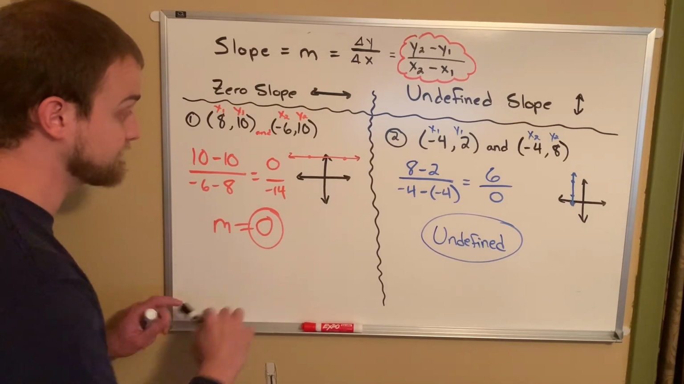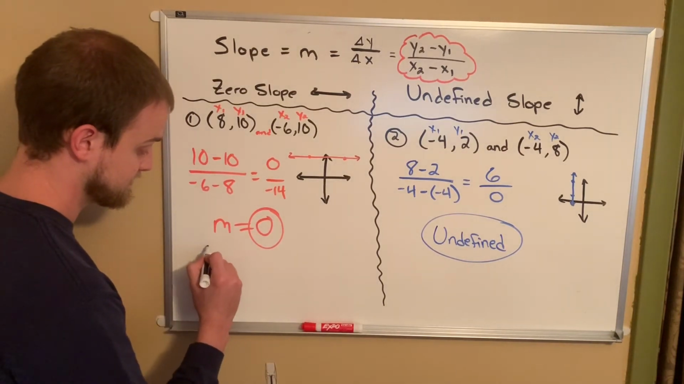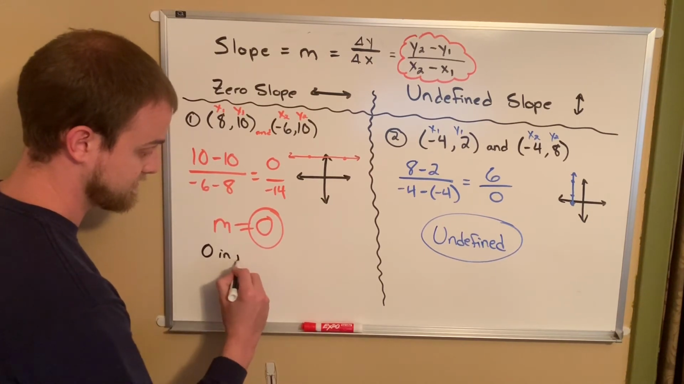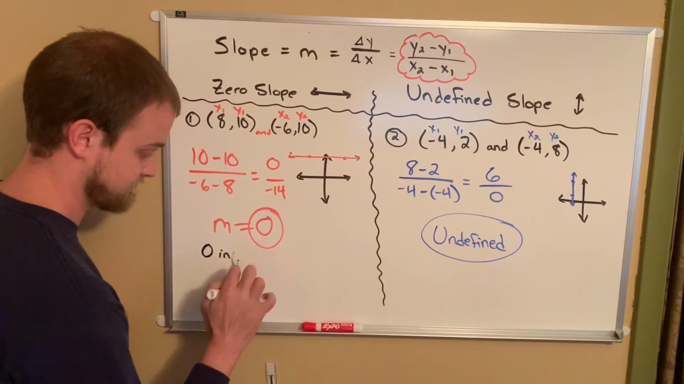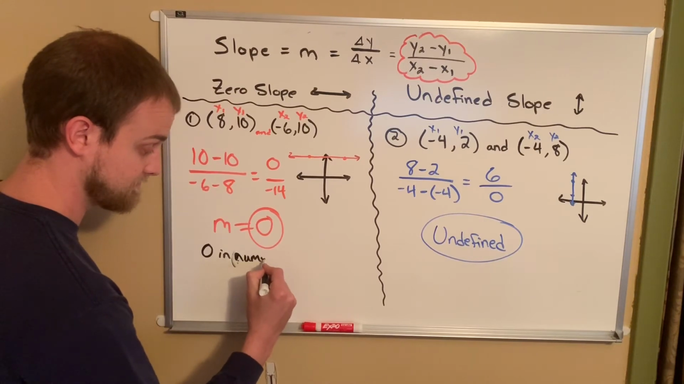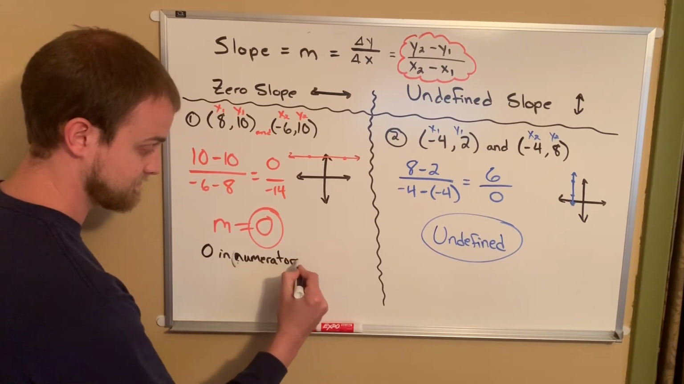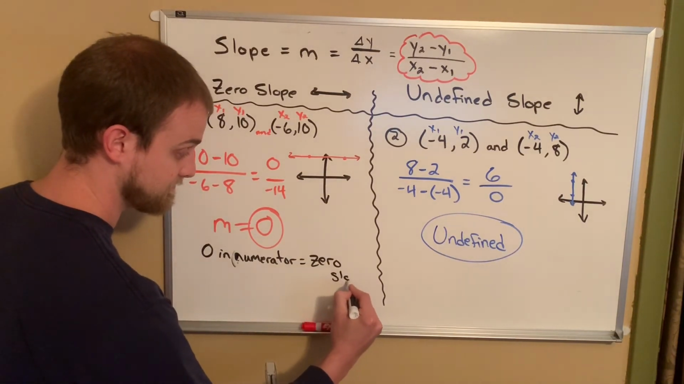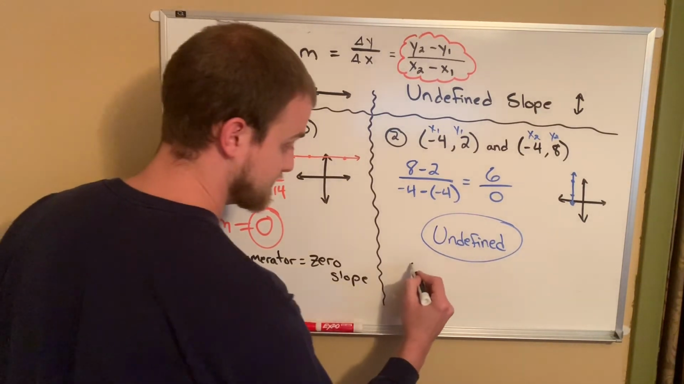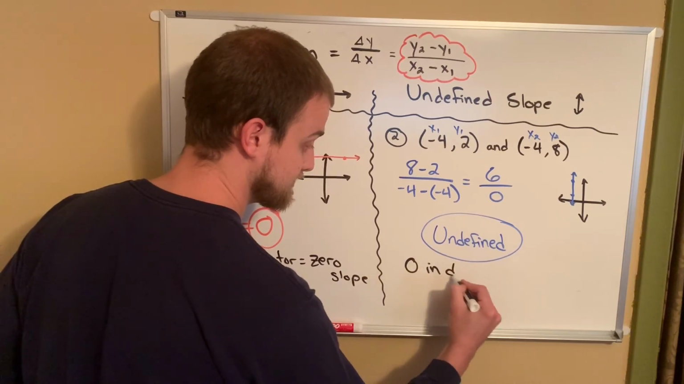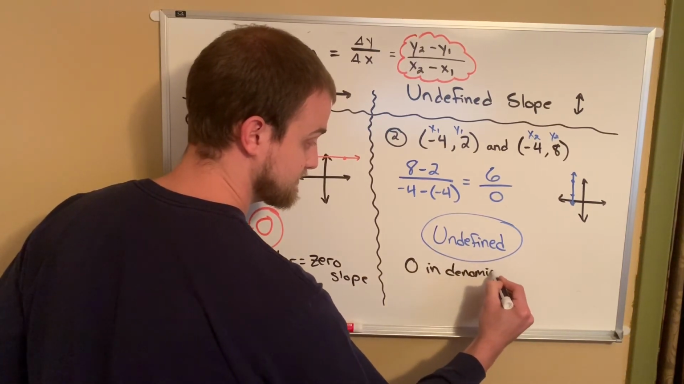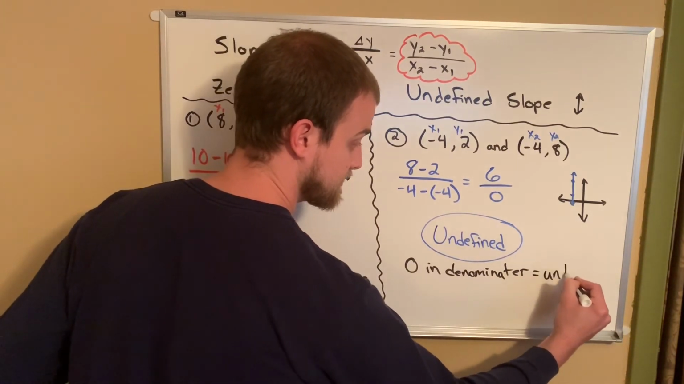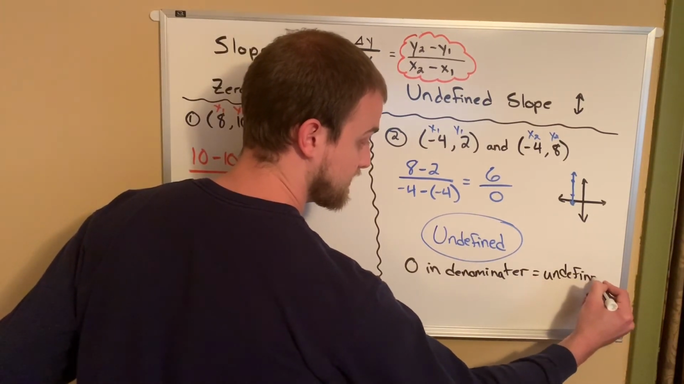Again, just to review. 0 in the numerator equals 0 slope. 0 in the denominator equals undefined slope.